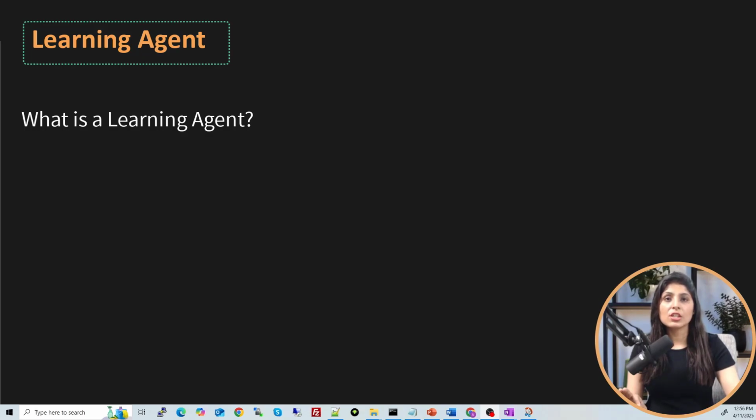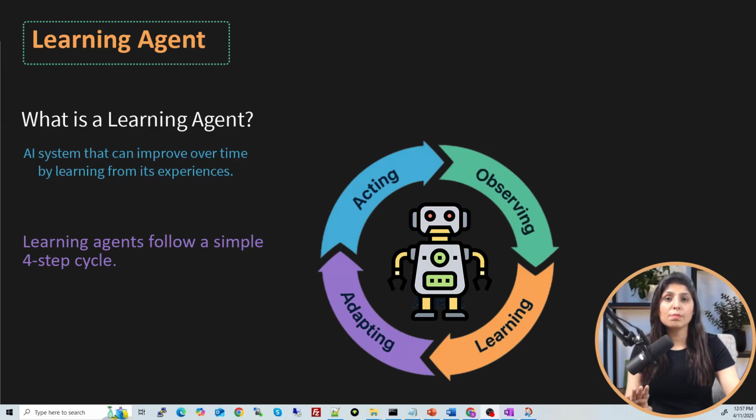Let's first understand what is a learning agent. A learning agent is an AI system that improves over time by learning from its experiences. And learning agents follow a simple four-step cycle for that. First one is acting, second is observing, third is learning, and fourth is adapting. Now let's see what each of these steps does in detail.